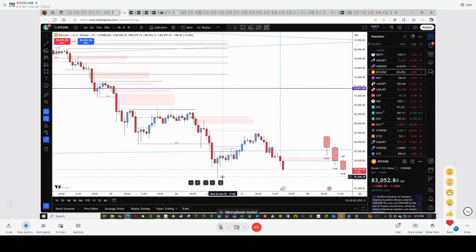So Bitcoin, they're heading down to take out the lows down here. So that's a ways down. Just move this line down here. So they're looking to take that low out on the hourly.